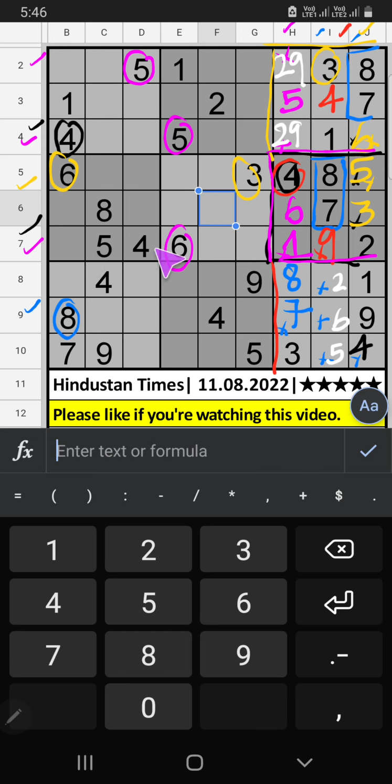7th row, 3 numbers are remaining: 3, 7, 8. 5th grade, we already have 3. So 3 can't come in these cells. Then 3 is confirmed here. Then only 2 numbers are remaining: 7 and 8. It will come in one of the 2 cells. We will confirm later.